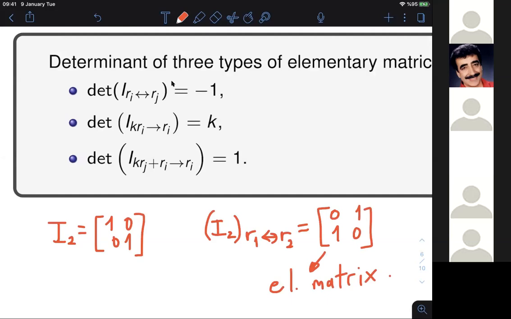Okay, so the determinant of this matrix is what? The determinant of I2 is 1. And since this matrix is obtained from I2 by a row swap, its determinant must change sign. So it's minus 1. So when I do a row swap on the identity matrix, I get minus 1. And if I multiply a row by k, then the determinant is multiplied by k. And since the determinant is 1, I get the result k. And I know that this type of elementary row operation does not change the determinant. So this is 1.